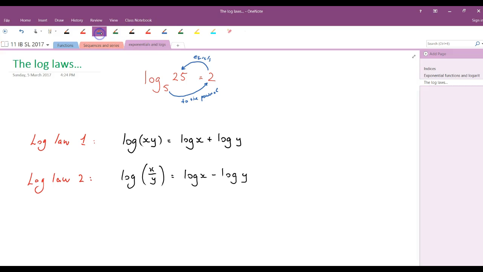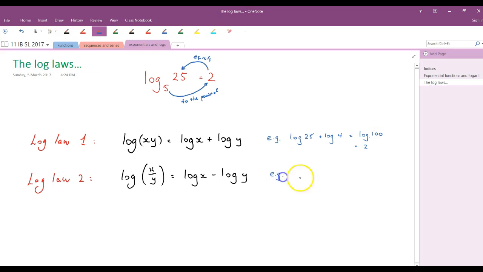All right, a little example here. Remember, if I don't write a base, it's base 10. So let's go with base 10: log 25 plus log 4. Well, we can use log law 1 to deduce that that's equal to log of 100, and log of 100 is equal to 2 because 10 squared is 100.